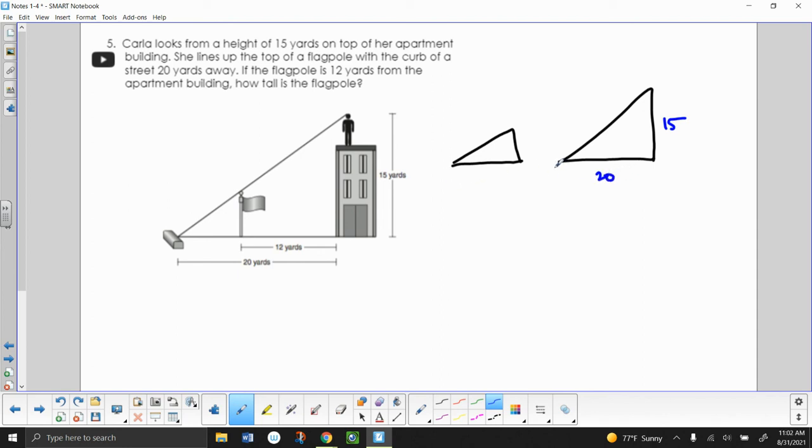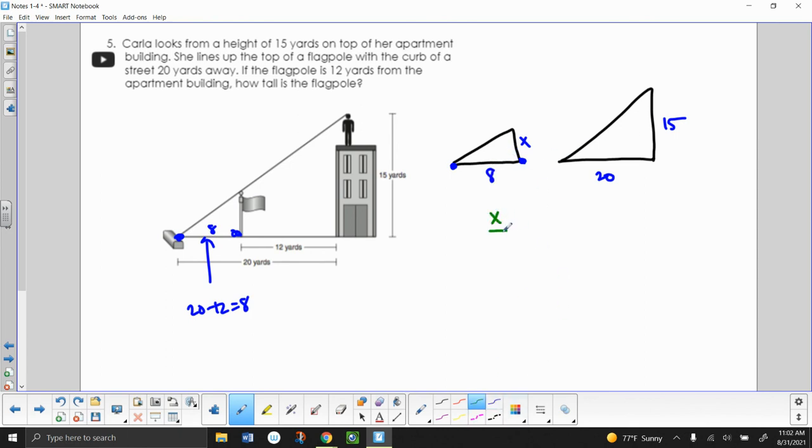And on my small triangle, I know that we're solving for the height of the flagpole. And for this bottom part, that's this part right here. We're not given that measurement. However, what we can do is we can do 20 minus 12. So this distance right here is going to be 8. That's going to be the tricky part of this problem.